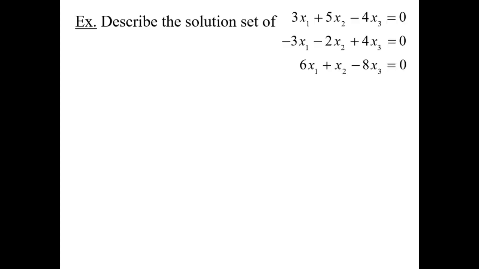So let's describe the solution set of this system. Let's write the augmented matrix. So there'll be 3, 5, -4, and then of course the right side is 0 because this is homogeneous. Then -3, -2, 4, 6, 1, -8. I think we've done enough of these row operations that I'm going to just verbally say what I'm doing without actually writing out the notation.